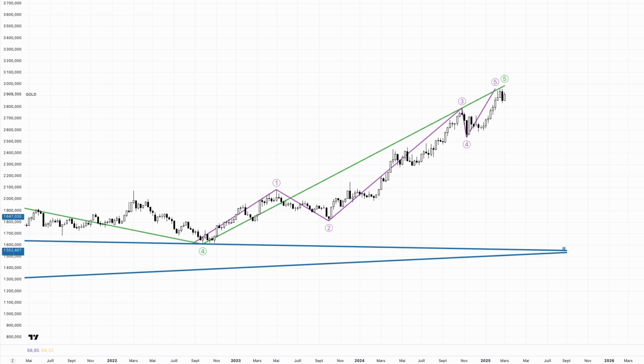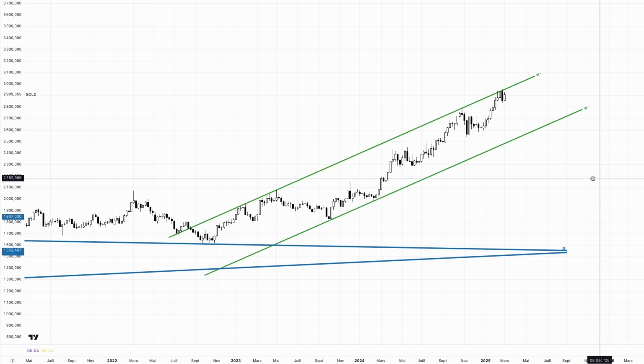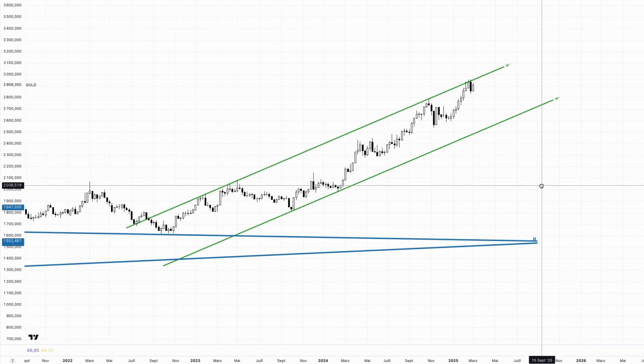Next, let's analyze trend lines. We'll remove Elliott waves to focus on trend substructure. Since late 2022, gold has been moving within an ascending channel. A channel is a price oscillation between two parallel trend lines. Here it is. Just to let you know, we define it by those points of support and resistance.